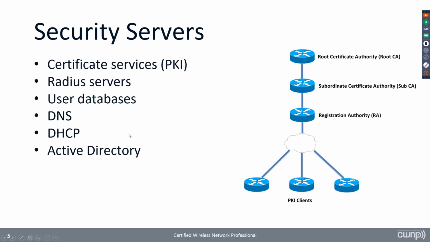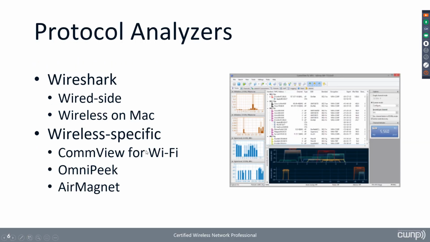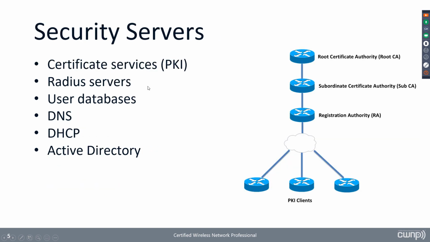And that can really give you all of these things we're talking about here. You can get your certificate services, your Radius servers, user databases, DNS, DHCP, Active Directory. It's all right there in your server. And one instance can do it all in a lab environment. Again, in a production environment, I'd want to distribute this across multiple servers in most cases, or multiple virtual machines if I'm in a virtualized environment.